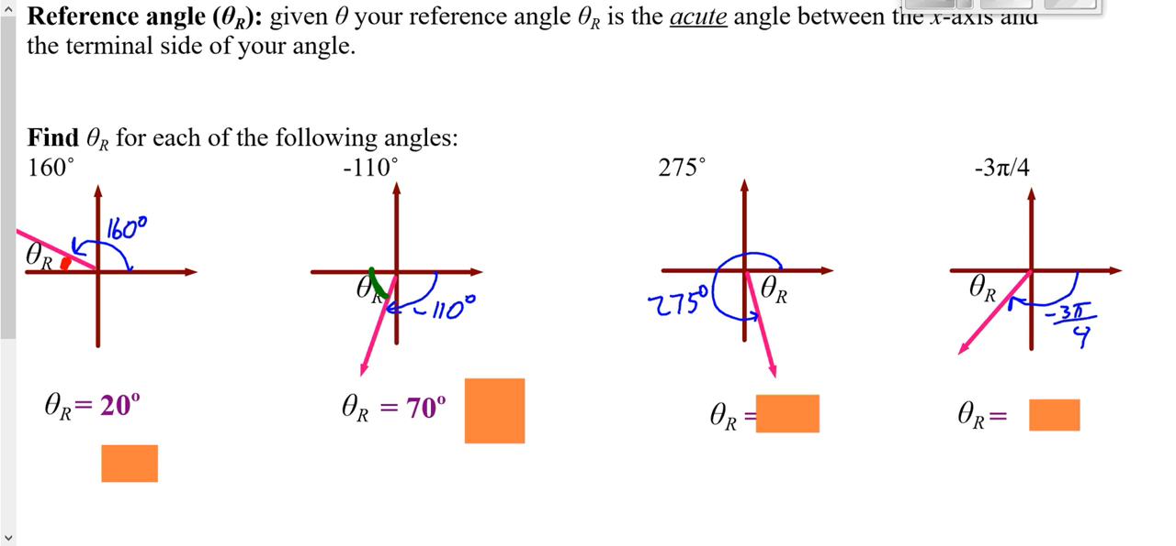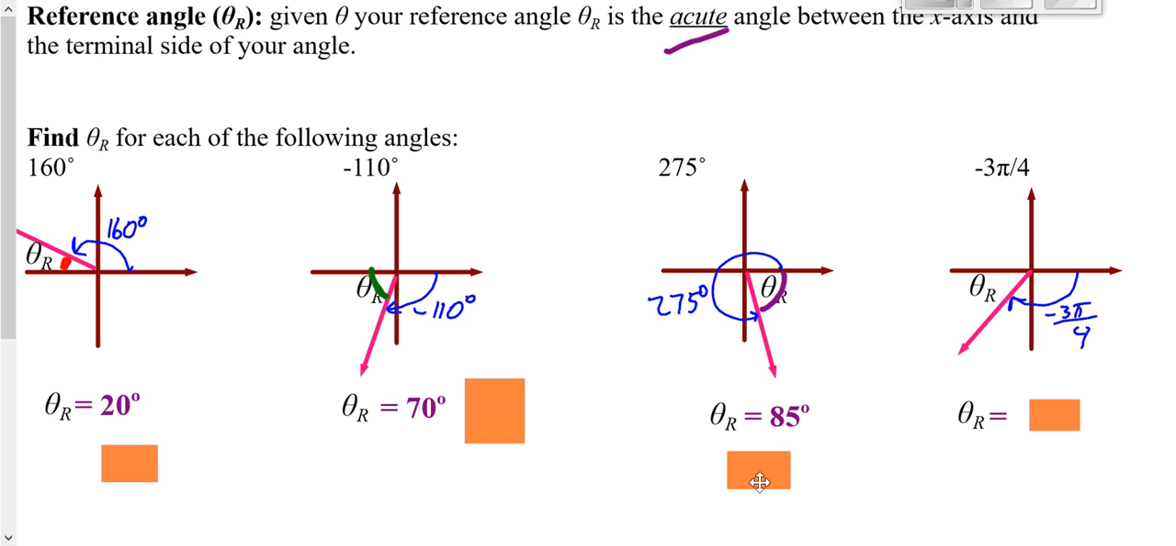Looking over here at the next one, your reference angle would go from here to here. We always have to take the shorter route to the x-axis. We would not want to go the longer route to the x-axis because, according to this, it has to be acute, meaning less than 90. So this one here, then, if you're at 275 to get to here, you would then be 85 away.